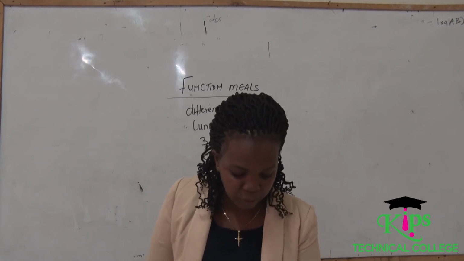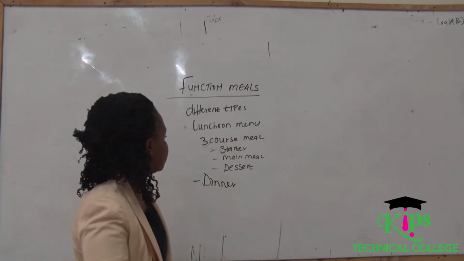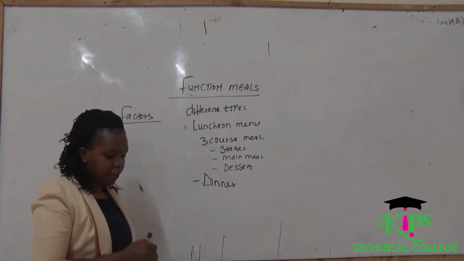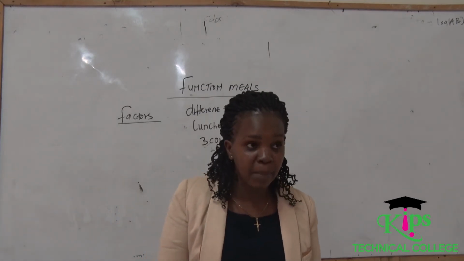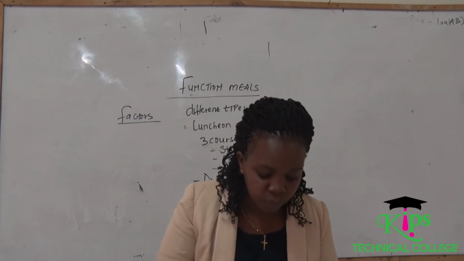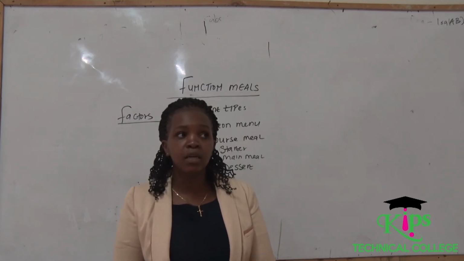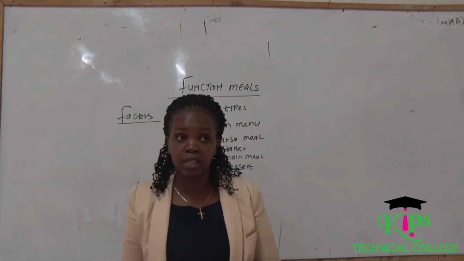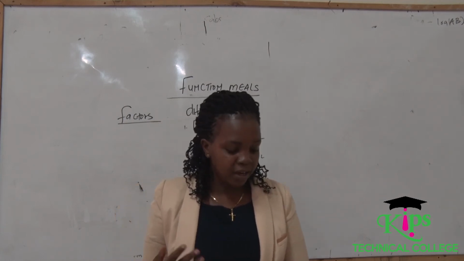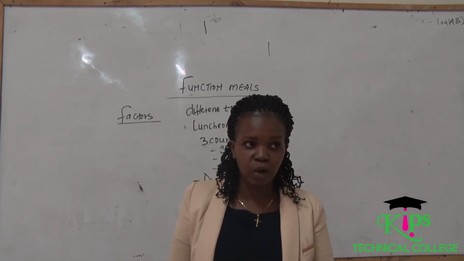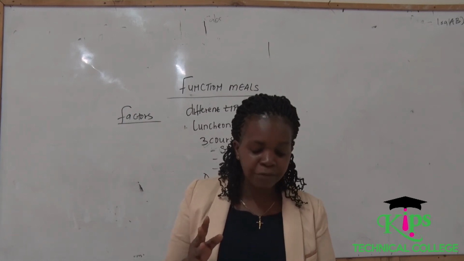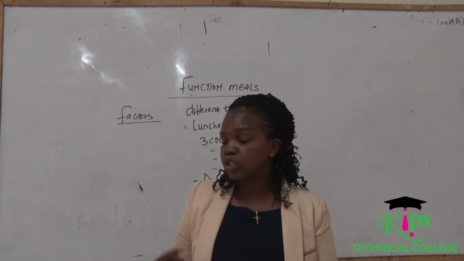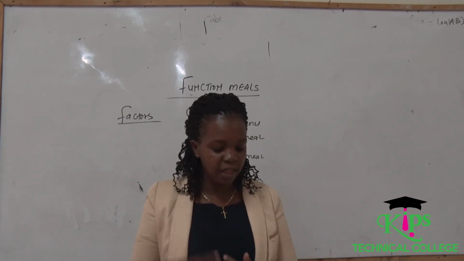Then we have the factors to consider. The first one, we have to check the type of the function. Who are the people who are attending? If it is a birthday for a baby, obviously you are going to check the likes of the children. If they are adults, also you are going to check what they like eating. So here you have to check the likes and dislikes of the people who are attending the function. That is the first point, the type of function.